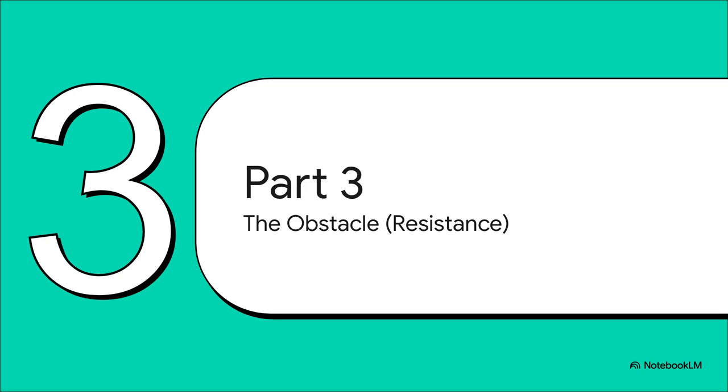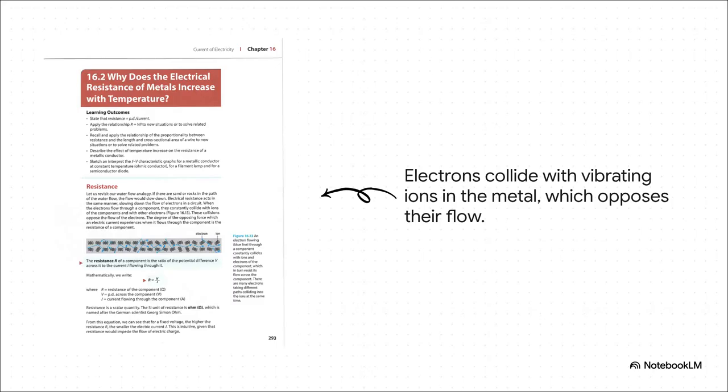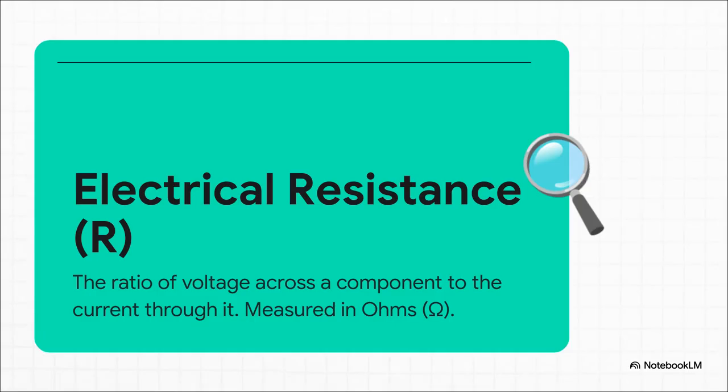All right, we've got the flow and we've got the push. But is it always smooth sailing for those little charges? Not exactly. There's usually something getting in the way, an obstacle. Let's zoom way in, right down to the atomic level of the wire. It's not an empty highway. It's more like a crowded hallway packed with vibrating metal atoms. So as our electrons try to zoom through, they're constantly crashing and bumping into everything. It's a bit of a pinball machine in there. And all that bumping and crashing, that opposition to the flow, that's what we call resistance. And we have a way to measure this electrical friction, of course. We use a unit called the ohm.